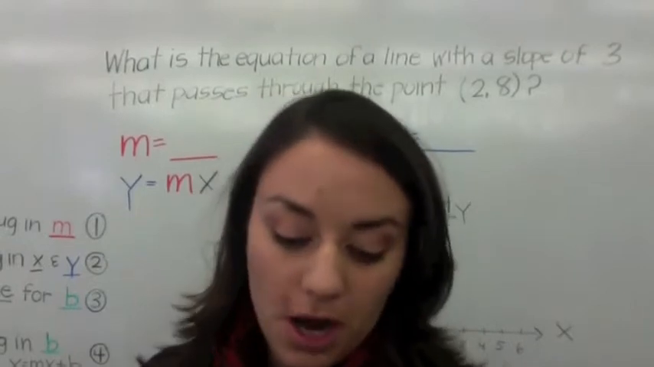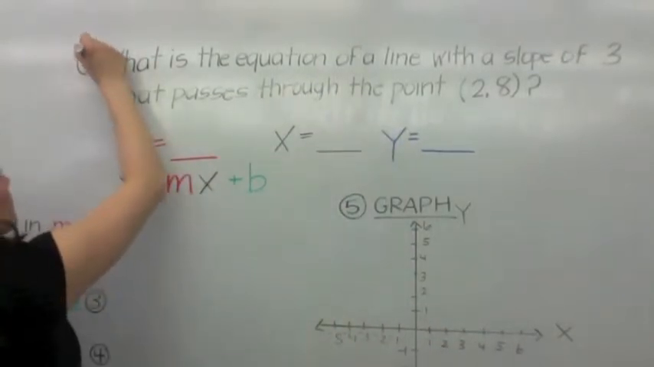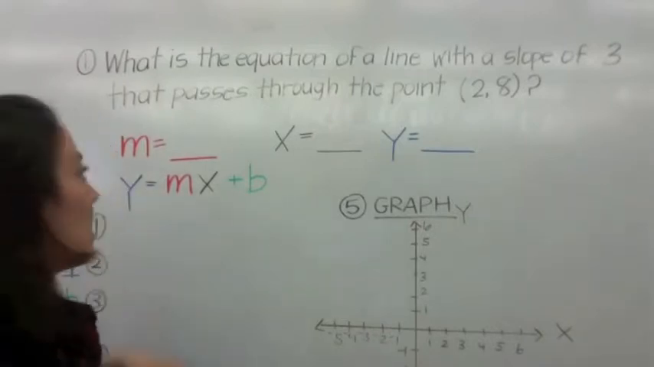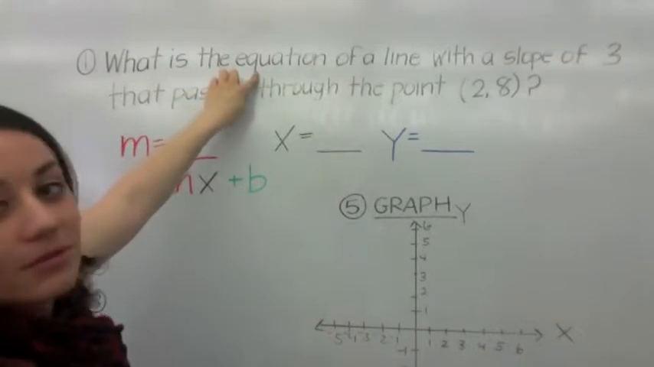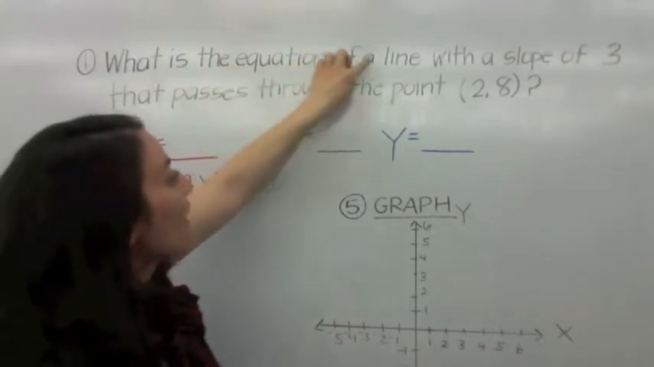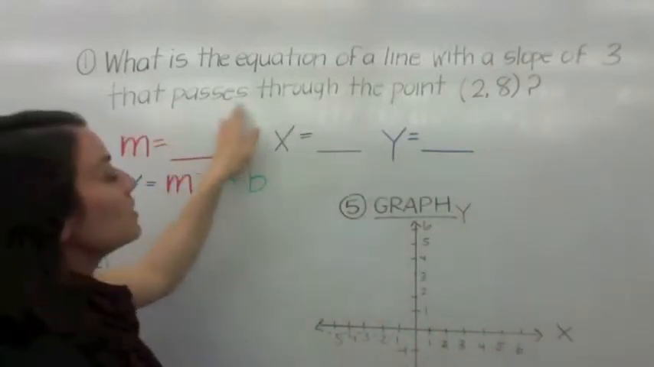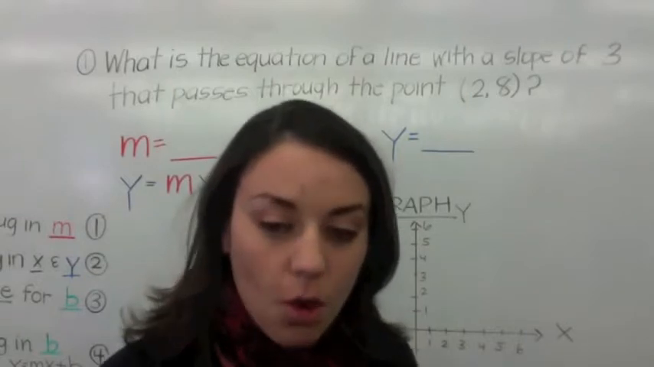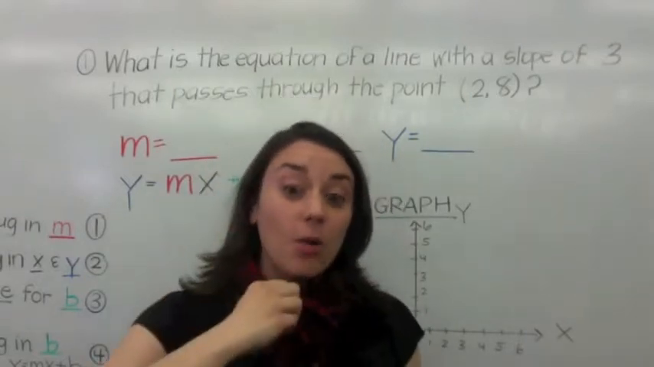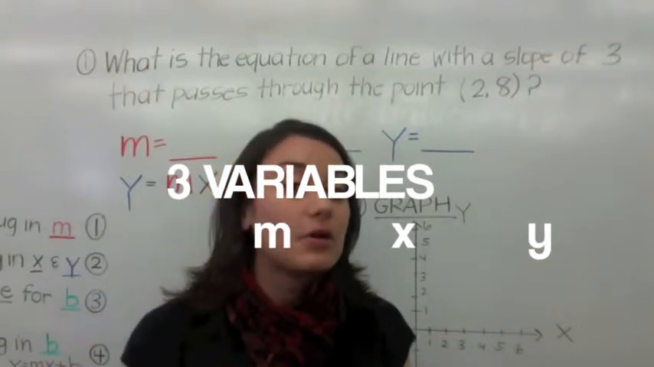The first word problem, number 1 on your paper. Read it with me. Everyone read it with me. What is the equation of a line with a slope of 3 that passes through the point 2, 8? So we're going to identify 3 variables. How many variables?